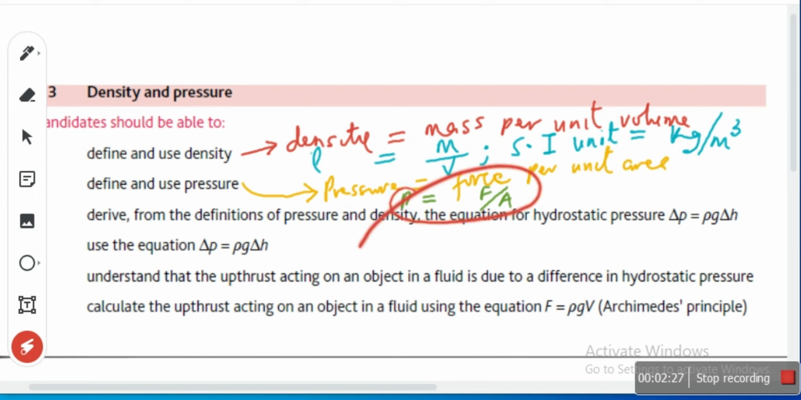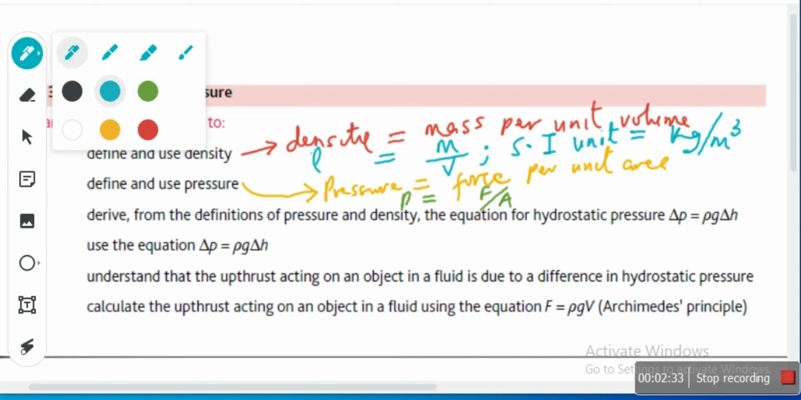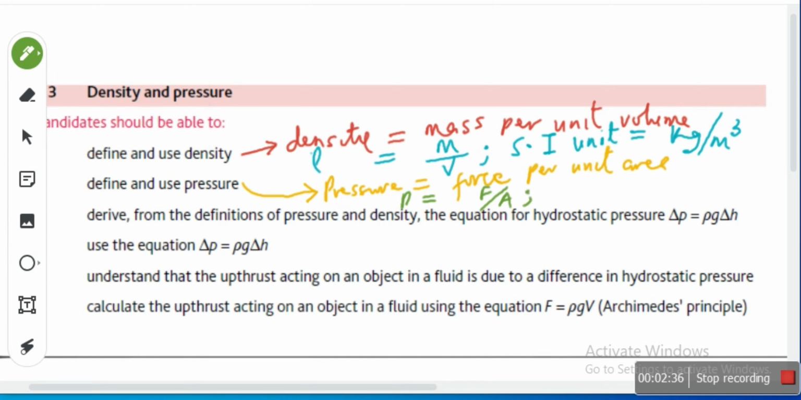So what should be the SI unit of pressure? Pressure, I'm talking about pressure now. Force over area. SI unit. I really don't need you to put it in base units. Just normal SI unit. Don't bother about base unit.